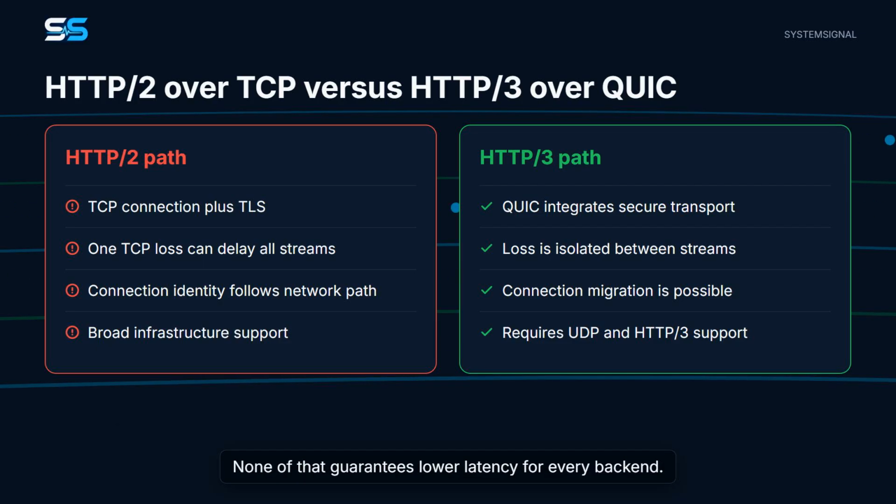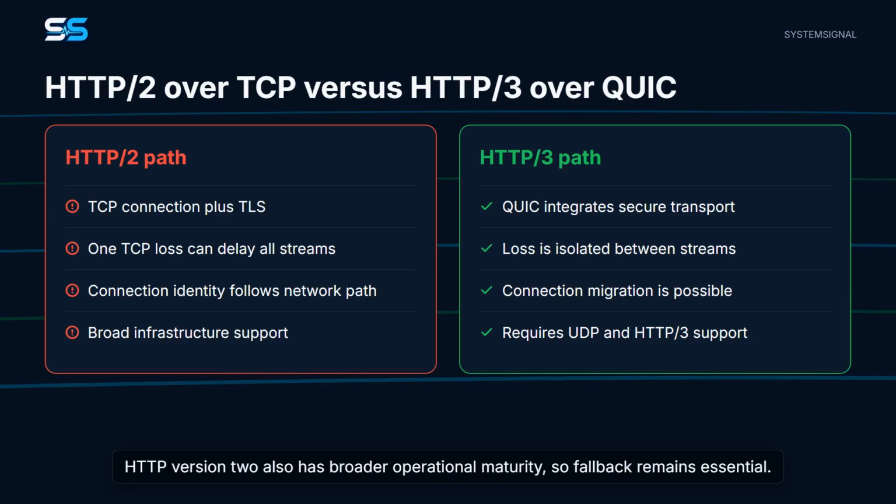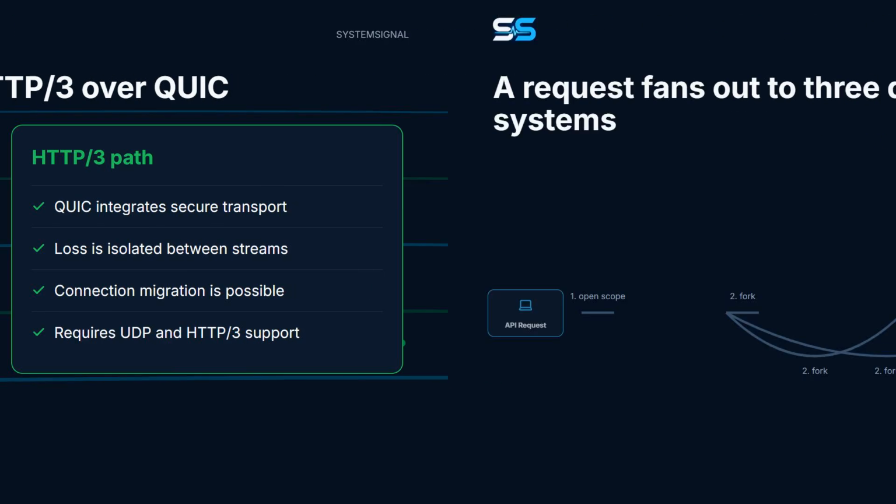None of that guarantees lower latency for every backend. Stable data center links may show modest gains, while mobile and lossy paths may benefit more. HTTP version 2 also has broader operational maturity, so fallback remains essential.